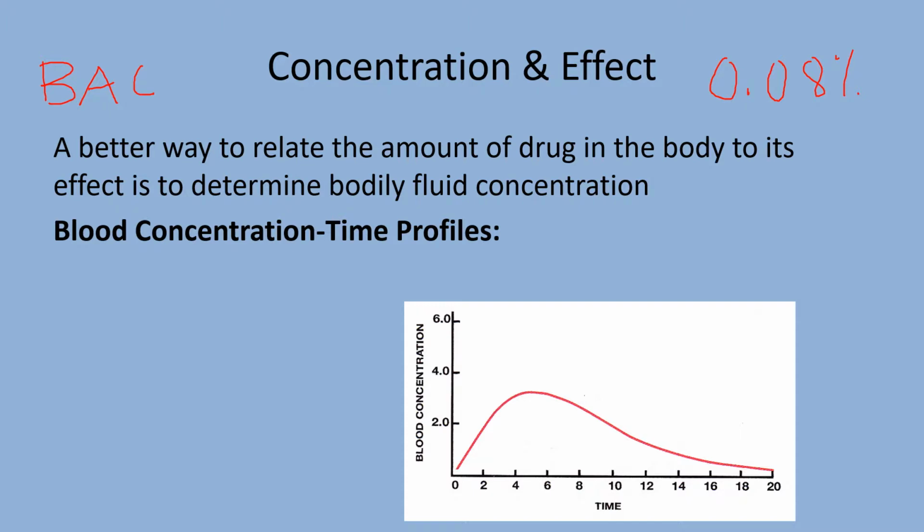So here is the time profile. Time 0 is when you initially took the dose, and then blood concentration goes up, and then as your body changes it and gets rid of it, your blood concentration goes down over time. So this is what they will study during clinical trials to see how your body affects the drugs.